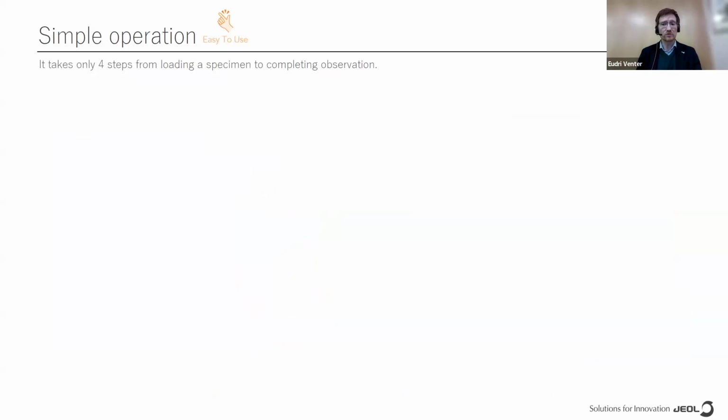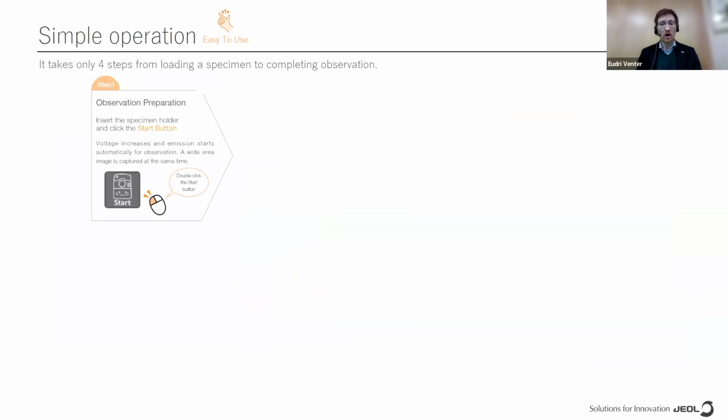Now, in order for users to focus only on data collection, a whole series of auto startup, auto configuration, and auto alignment procedures have been created and integrated into the normal operation of the microscope. Basically, it only takes 4 steps from loading a specimen to completing your observation. First step, after you insert your sample, the user only needs to initiate the startup process by selecting the Start button. If this is the first sample loaded, then the voltage increases, and the emission starts automatically. If not, well, we just open a beam valve.